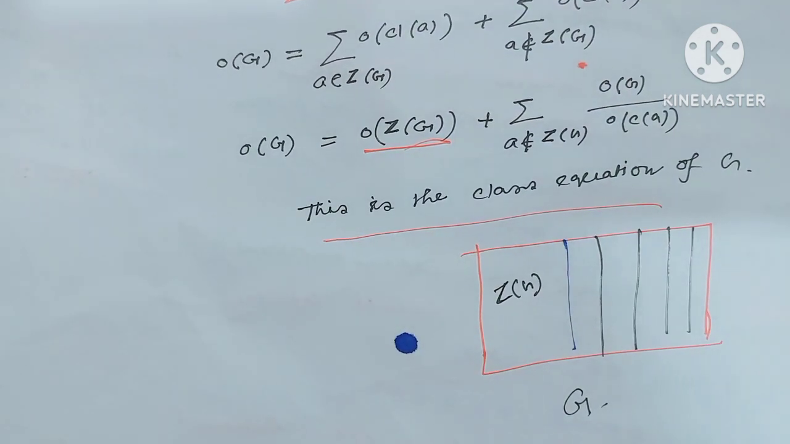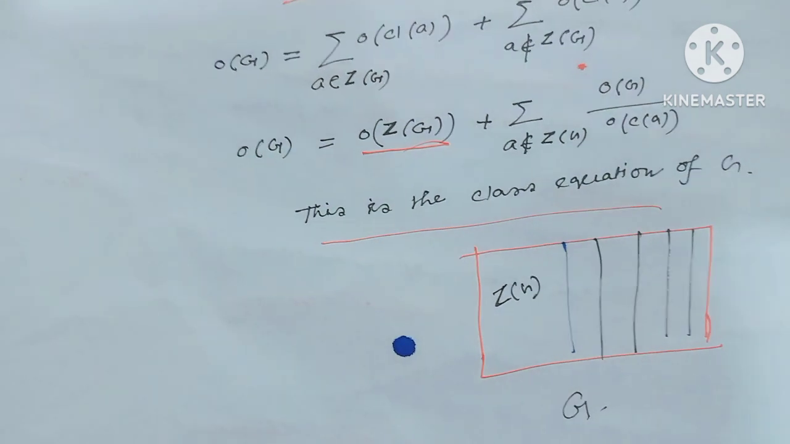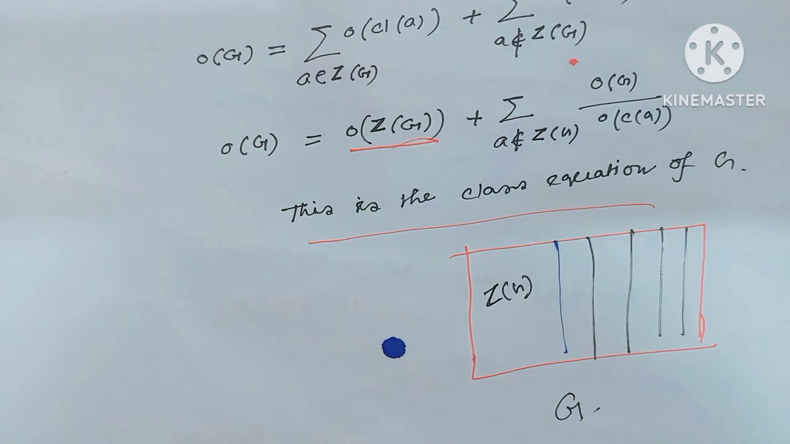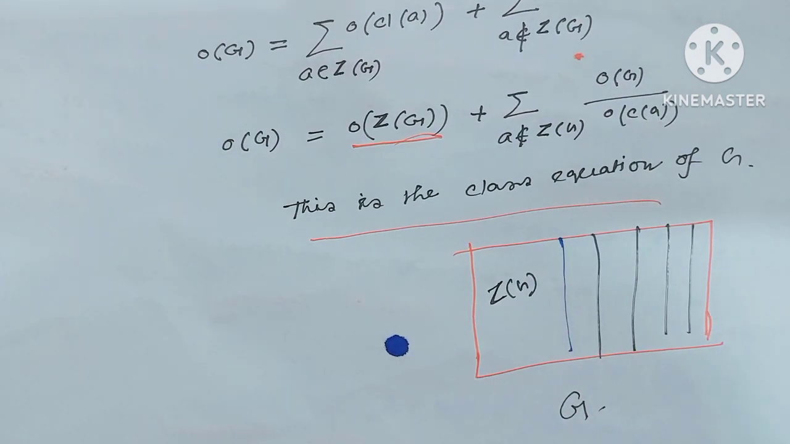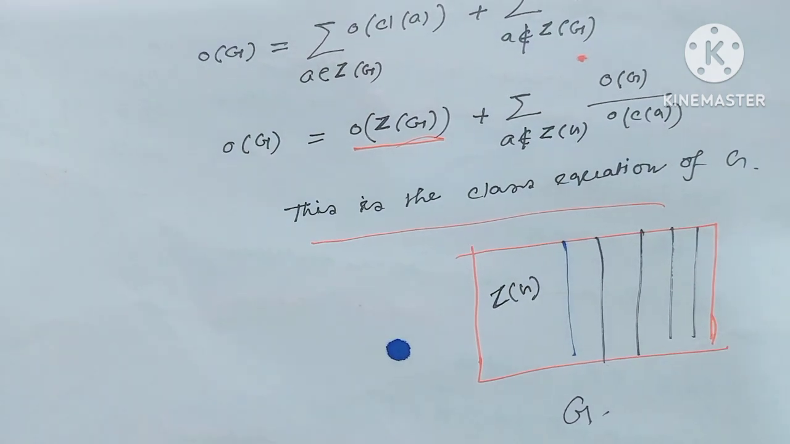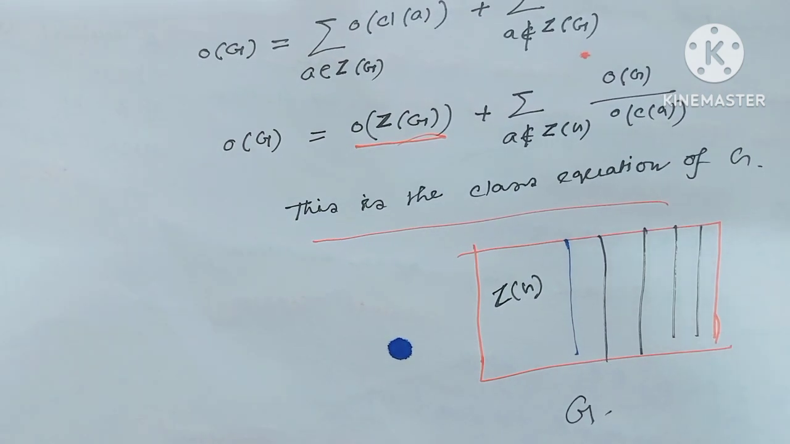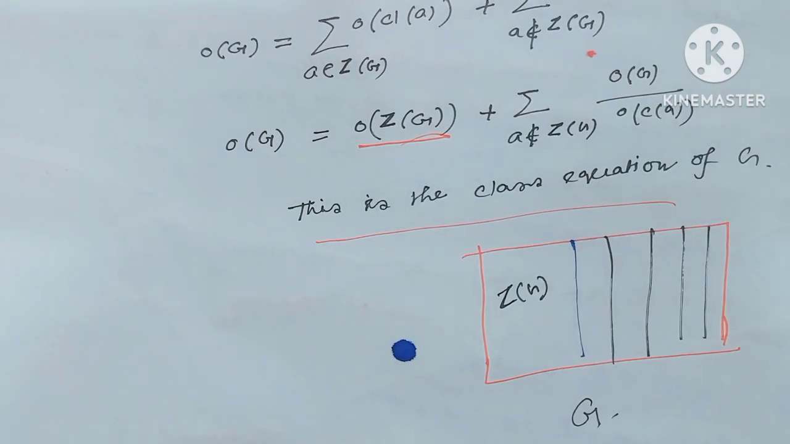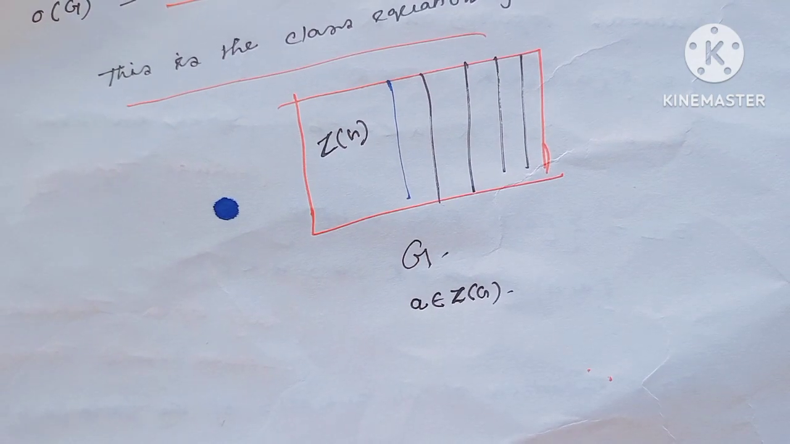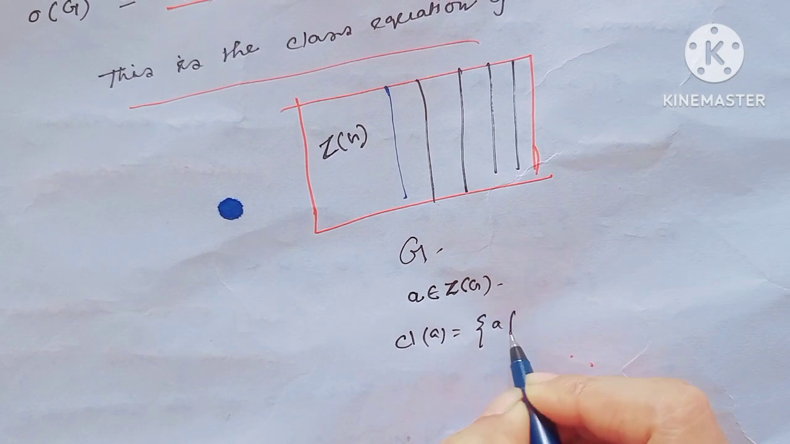And when the group is abelian, then the order of Z(G) equals the order of the whole group, and the class equation of the group is actually just the order of Z(G). Only the order of Z(G) when the group is abelian. That means if a belongs to Z(G), then the class of a equals the singleton set {a}.